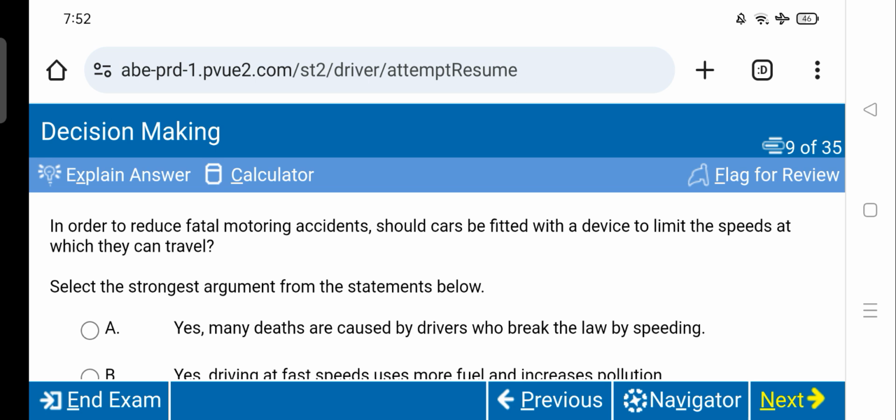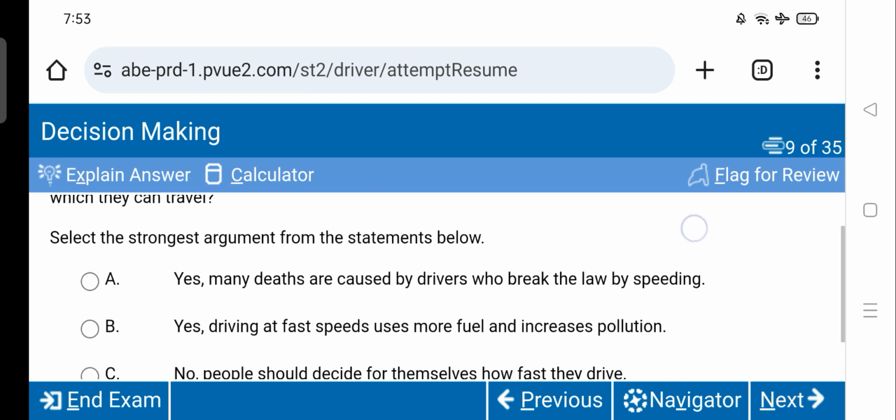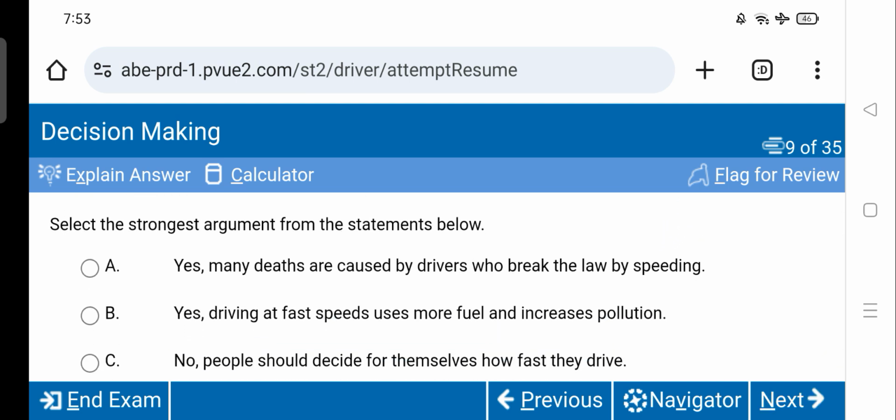In order to reduce fatal motoring accidents, should cars be fitted with a device to limit the speeds at which they can travel? Select the strongest argument from the statements below.